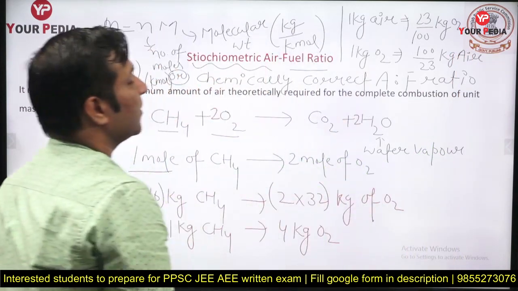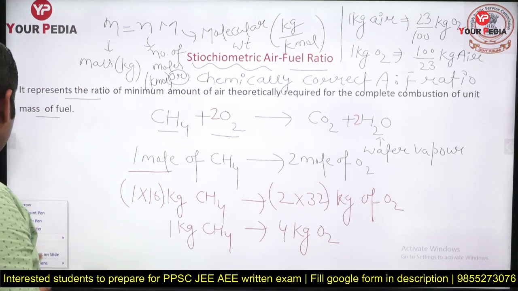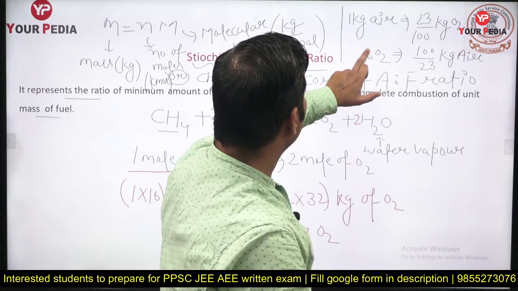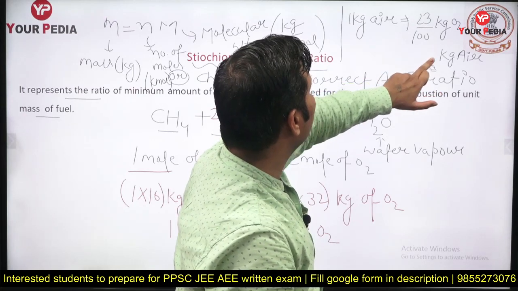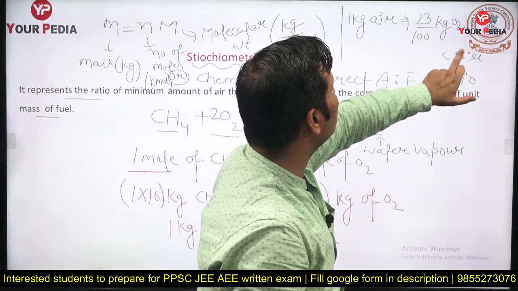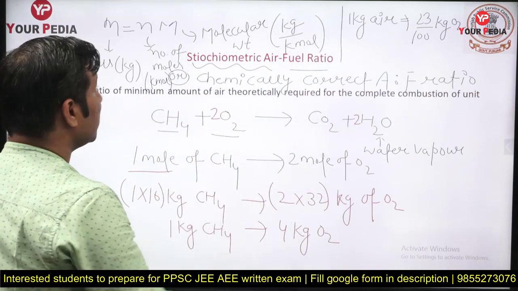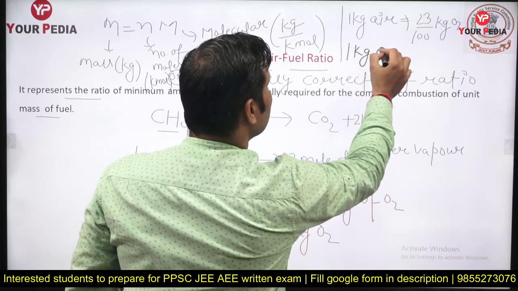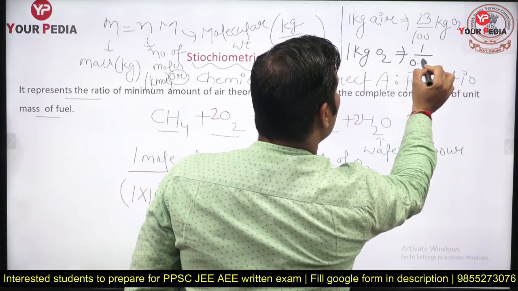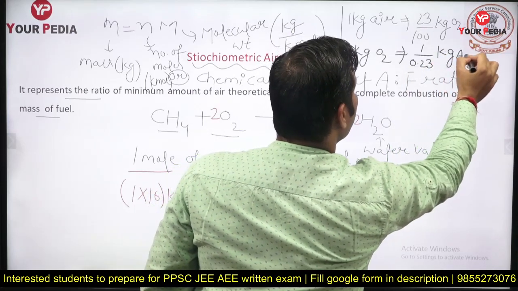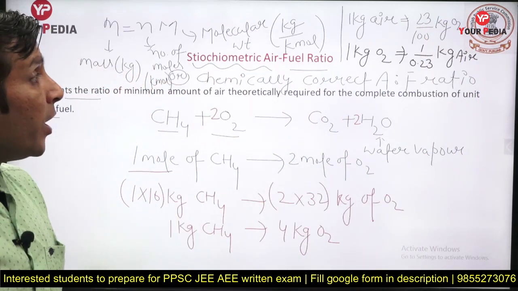Are you getting some idea, guys? I'm writing in percentage, but you can also write it like this. Because it is 23%, you can directly write it as 0.23. So 1 kg oxygen is present in 1 by 0.23 kg air. So this is the final: 1 kg oxygen is there in 1 by 0.23 kg air.